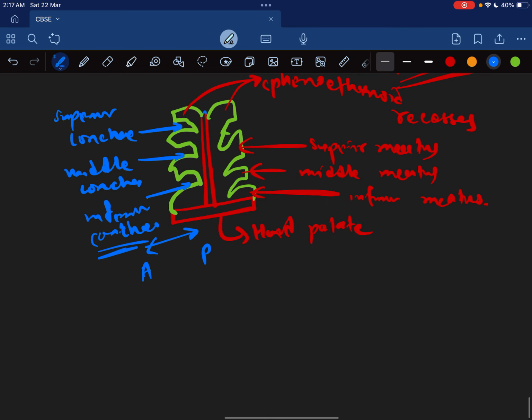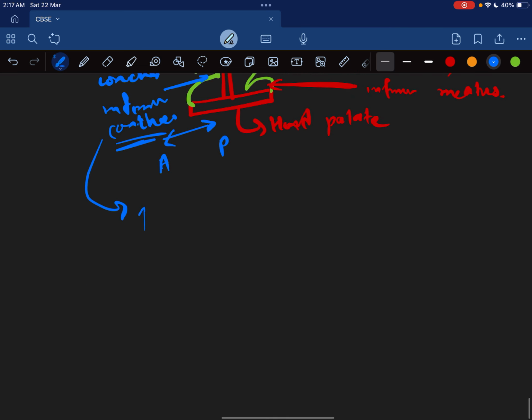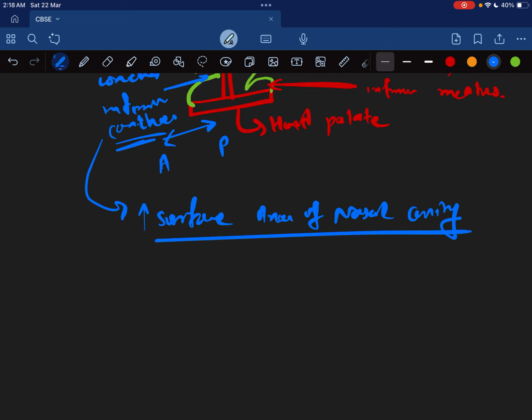And what is the function of the conchae in the nose? They increase the surface area of the nasal cavity. They increase the contact between the tissue of the lateral wall of the nasal cavity and the inspired air.